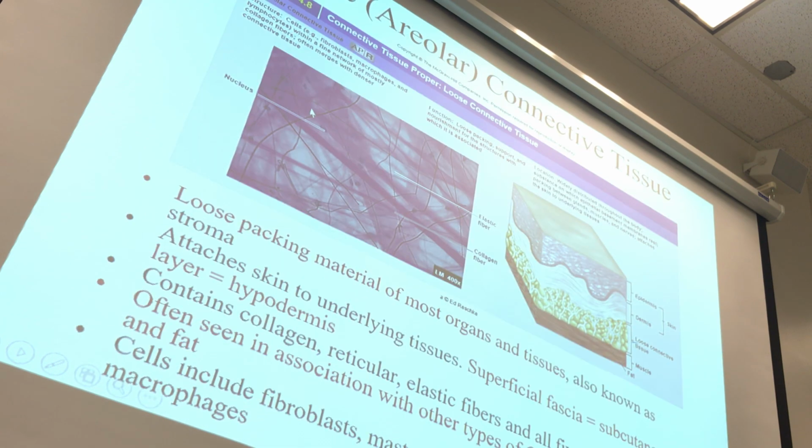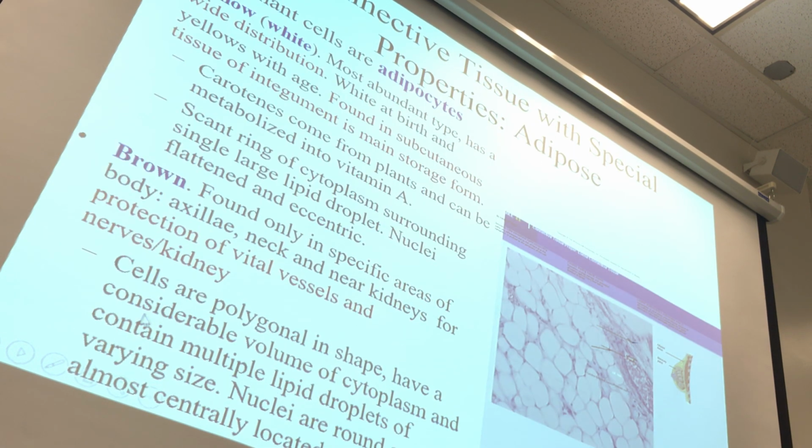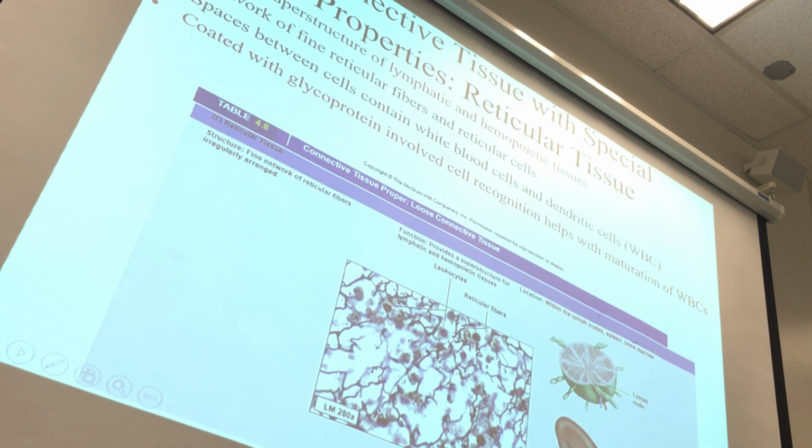All right, so far it's fat and areolar, both types of loose connective tissue. The next category is going to be reticular tissue. And with reticular tissue, know where we find it: the lymphatic vessels and hemopoietic tissue, the bone marrow, right? Even the spleen and liver. Now what happens?